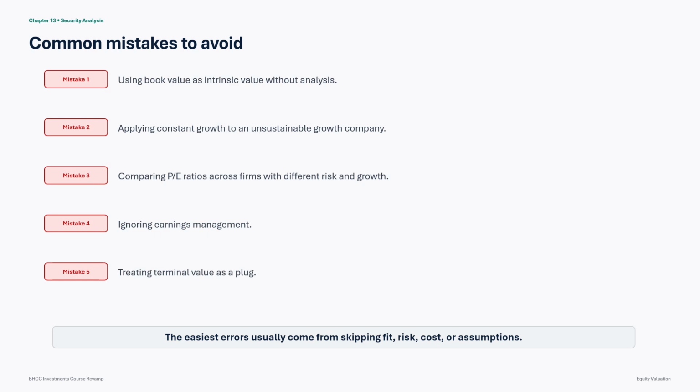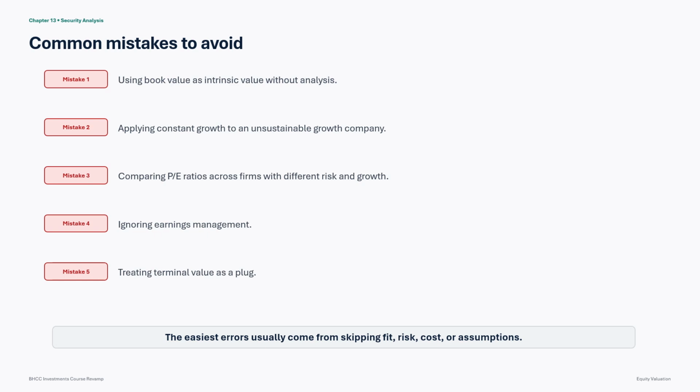Buybacks can offset dilution, but only if the company actually retires shares at sensible prices. Do not use a low PE ratio without checking normalized earnings. At a cyclical peak, earnings may be temporarily high. At a trough, the ratio may look high because earnings are depressed. Cheap can be a bargain or a diagnosis.